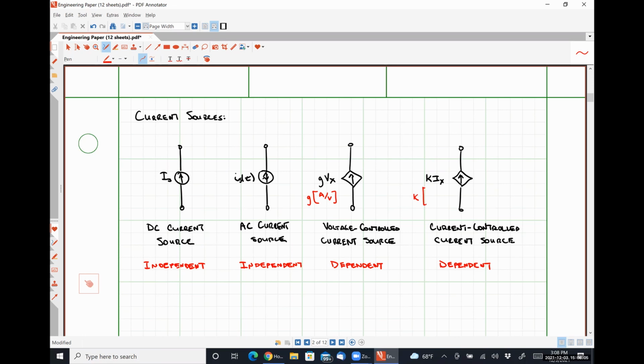What should the units of K be? The coefficient for the current controlled current source. None, or amps per amp, either way works for me.